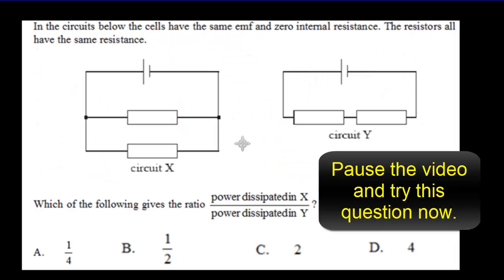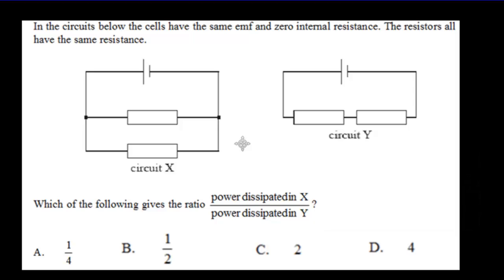Okay, another question. So once again, I'd like you to stop the video, read it over, try it yourself, and then come back for the answer. All these resistors are the same. So the equivalent resistance in this case would be 2R. The equivalent resistance in this case would be R over 2.